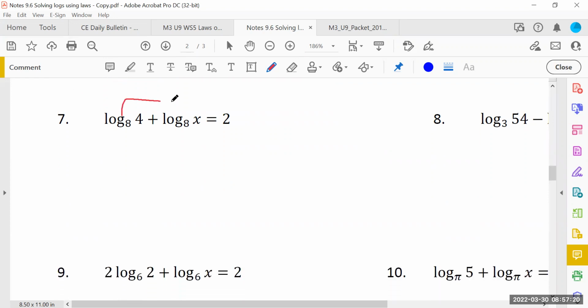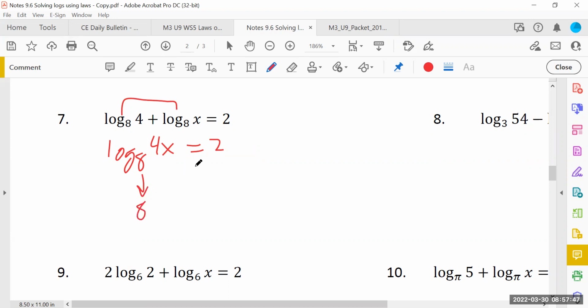Combine the 2 logs. Guys, we did this in section 3. It's just the extra step of combining the logs. Log base 8 of 4x equals 2. This is where we're going to use the rule that I gave you yesterday of switching back and forth between log form and exponential form.